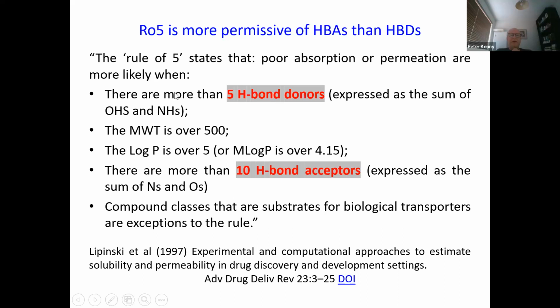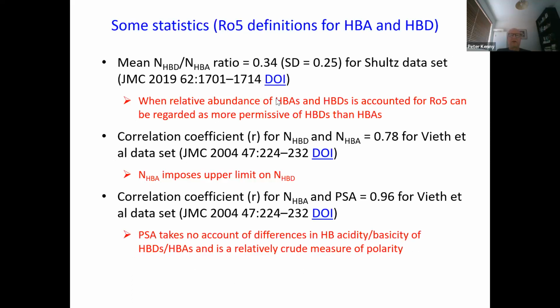So the Lipinski rules basically say that you're going to have poor absorption or permeation when certain things happen. One of them is that you have more than 5 hydrogen bond donors, and another says you have more than 10 hydrogen bond acceptors. Now, if you look at that, you say, well, maybe this is evidence that hydrogen bond donors are worse because you can only have 5, whereas you can have 10 acceptors. But I'll show you some others. This is where you really have to look at some of the other data.